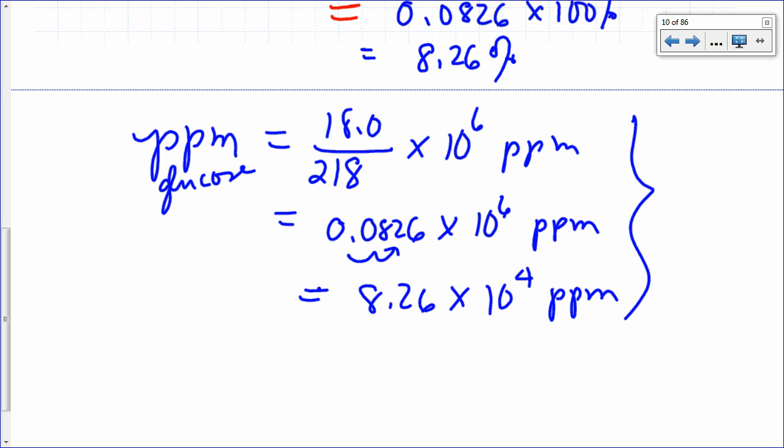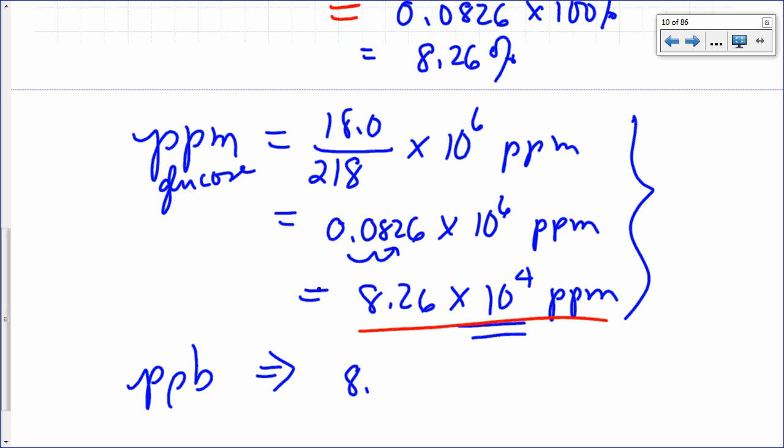Now you'll notice this is a large number. We generally don't use parts per million when you have numbers this large. Okay, so it's not convenient, but the reason parts per million is defined is sometimes we have to deal with very, very low concentrations, and so if you get huge numbers like this, it's not a convenient unit to use. Parts per billion, same thing, except you multiply by 10 to the 9, so it's going to be 8.26 times 10 to the 7 parts per billion.